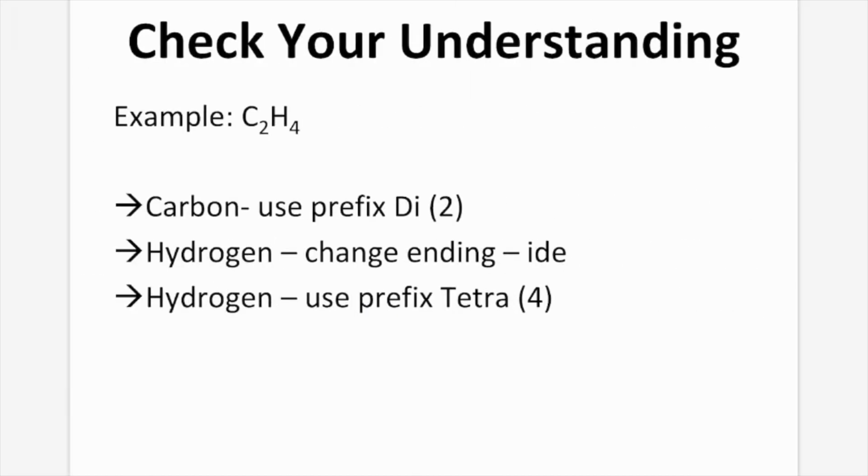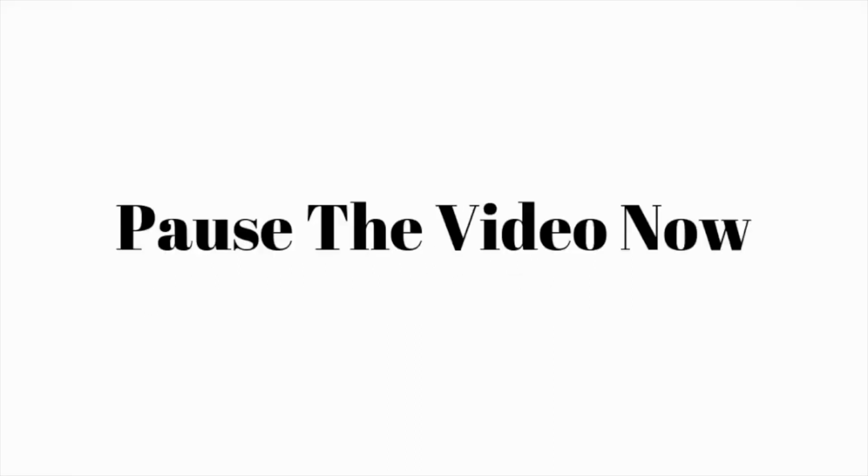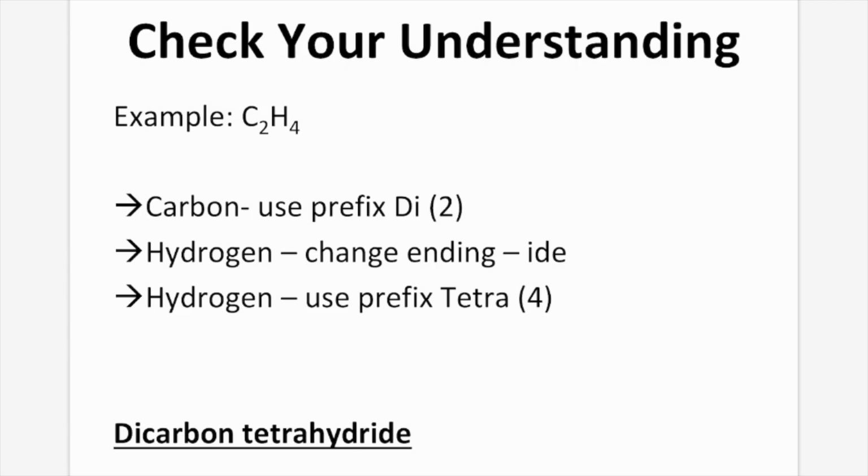Check your understanding. C2H4. Carbon's going to have the prefix di because it has 2. Hydrogen, we're going to change the ending to "-ide", and we're going to use the prefix of 4. So I want you to pause the video and write the name for C2H4. So when we put our prefixes in, we get dicarbon tetrahydride.